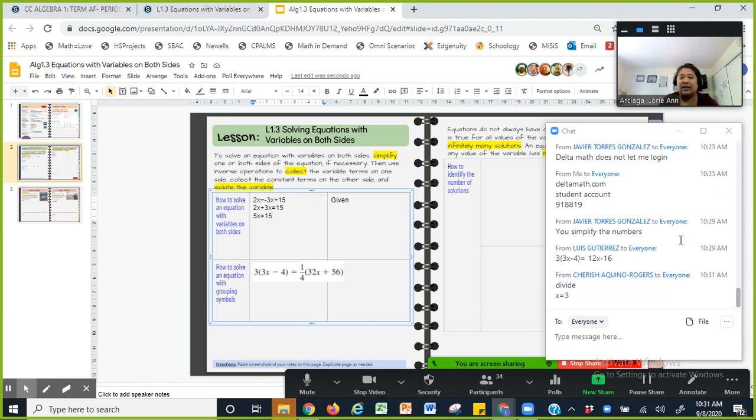So Cherish said divide. Very good. And she further said x is equal to 3. All right, so now let's give the properties that we use for each step.